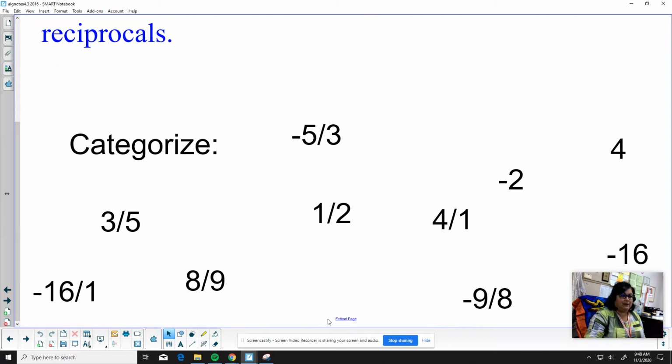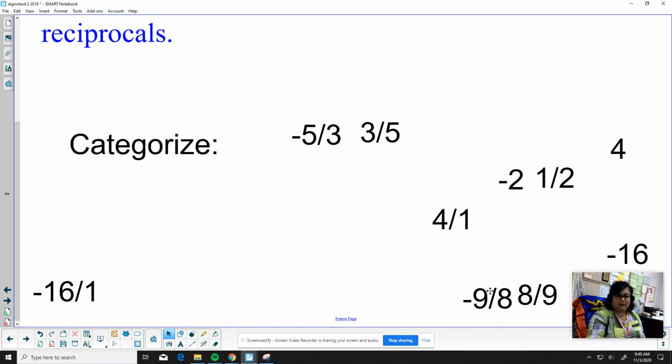So if I categorize these, I could put them together perpendicularly. So these two would be perpendicular because they're the opposite sign and they're reciprocals of each other. These two would be perpendicular because they're opposite signs and they're reciprocals. These two would be perpendicular for the same reason. Those would be parallel because they're the same. And these would also be parallel because they're the same.